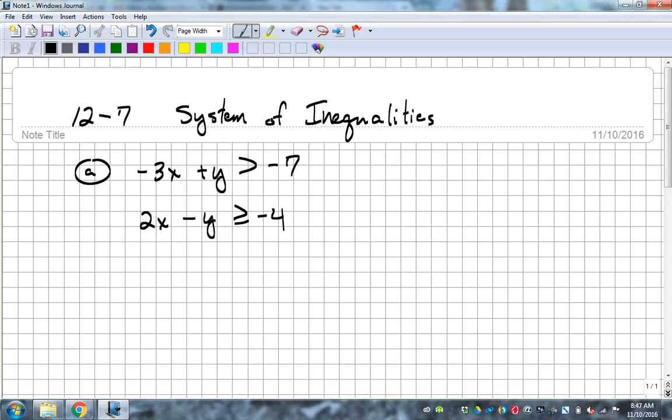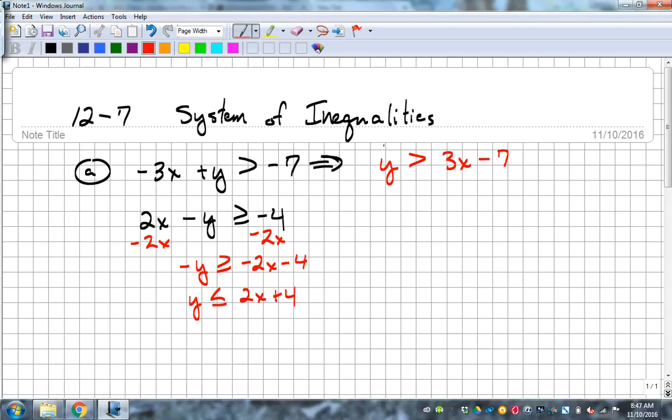Try to get them in slope intercept form. Get y by itself. That's what we want to try to do here because that's the easiest way to graph that. So first one, easily change that over to y is greater than 3x minus 7. And then the second one, you got to be careful there. When do I have to flip that sign? Yeah, good. So y is less than or equal to 2x plus 4.